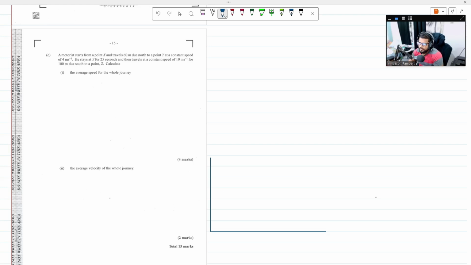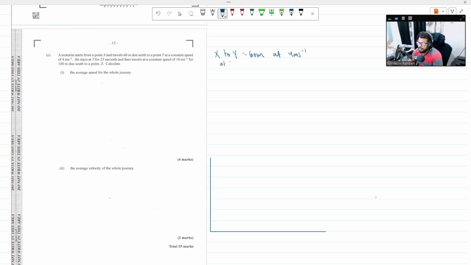A motorist starts from a point X, travels 60 meters due north to a point Y. So X to Y, 60 meters at 4 meters per second. He stays at Y for 25 seconds.